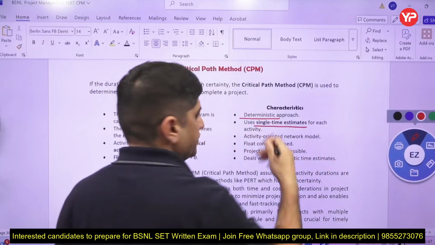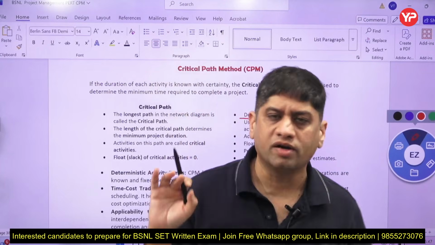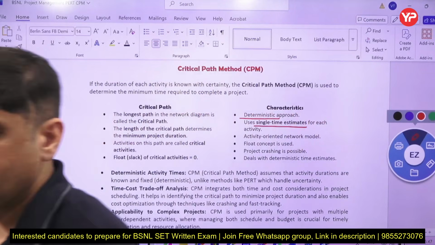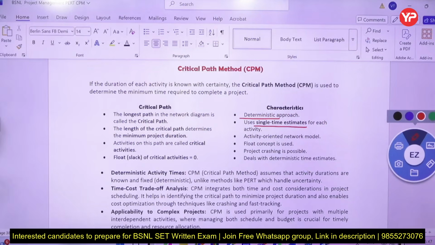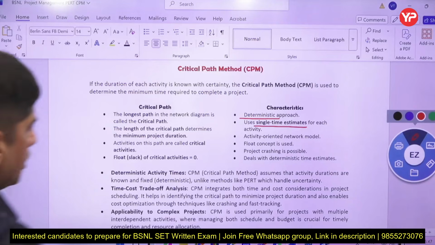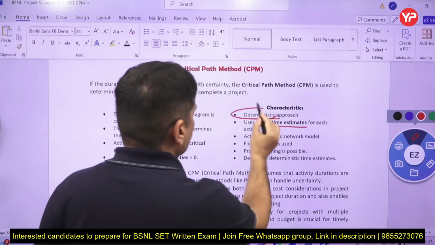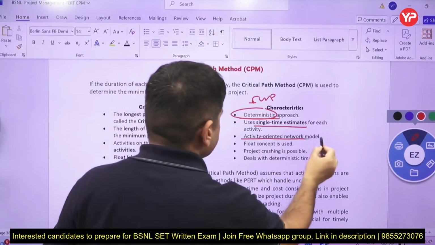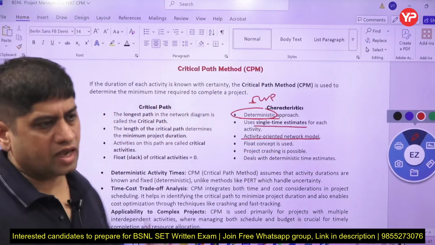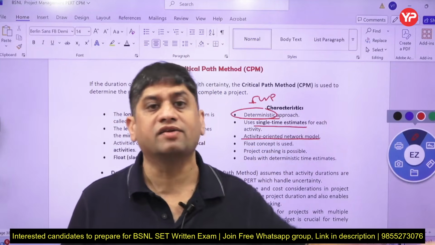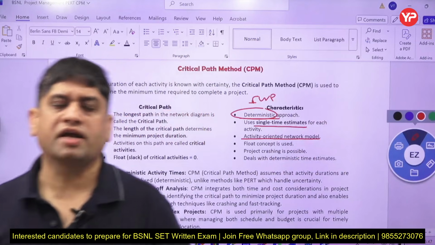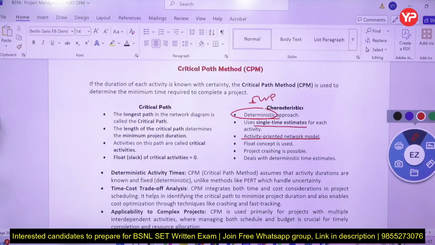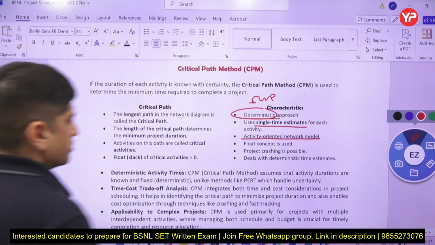Like the activities I gave you earlier, I gave you one time each: A will take 25 days, B will take this many days. So it is very clearly known to us how much time each activity is going to take. I know deterministically, for sure, the time of each activity. So this entire model is activity oriented. PERT, this CPM is activity oriented, that means I focus on activities, and accordingly I keep on calculating the time duration for the project.